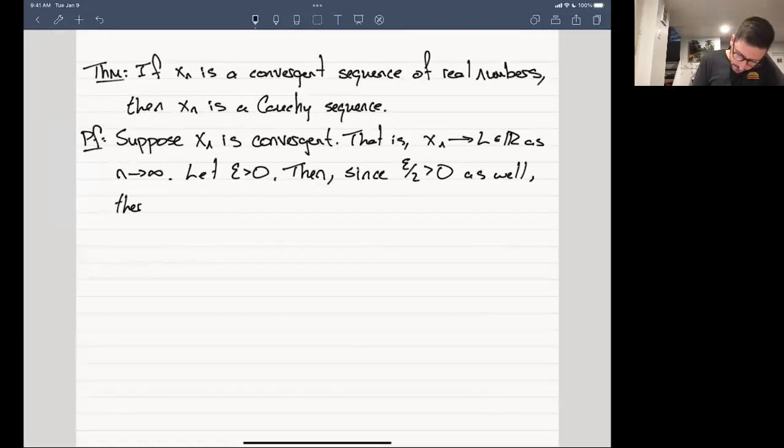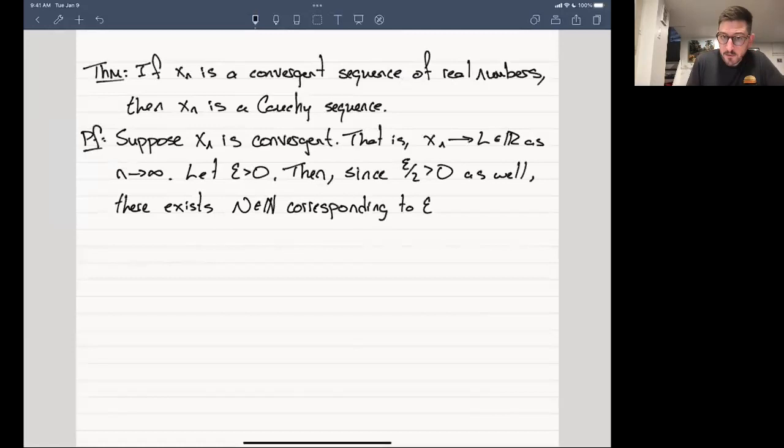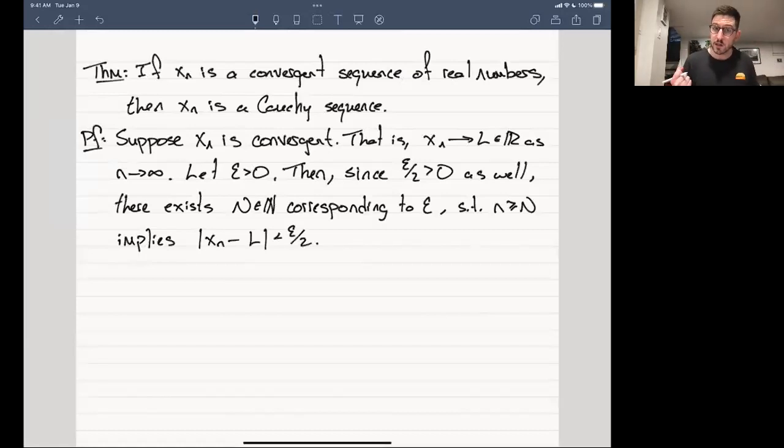So since this is positive as well, there exists a capital N corresponding to epsilon such that n greater than or equal to N implies xn minus L is less than epsilon over 2. So I'm using the definition of convergence here. I'm using epsilon over 2 as my positive number. That's how close I want the elements of this sequence to be. And I know, because this thing is convergent, that if I look far enough in the sequence, this has to be true because epsilon over 2 is positive.